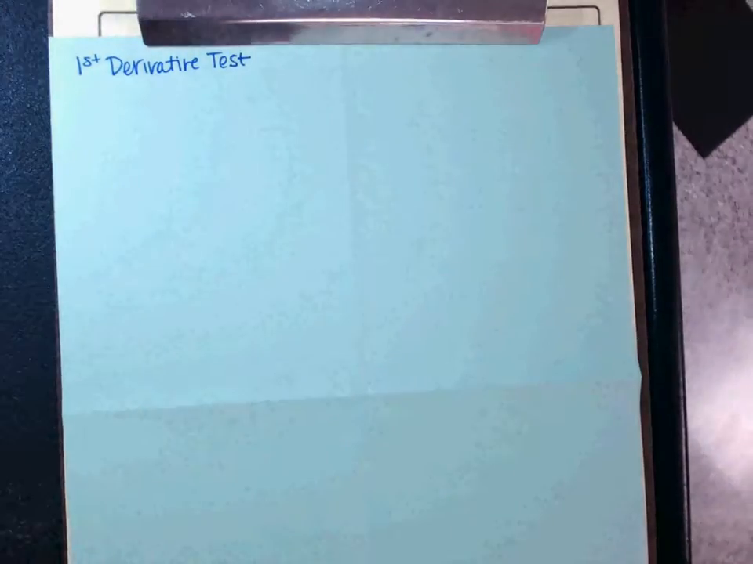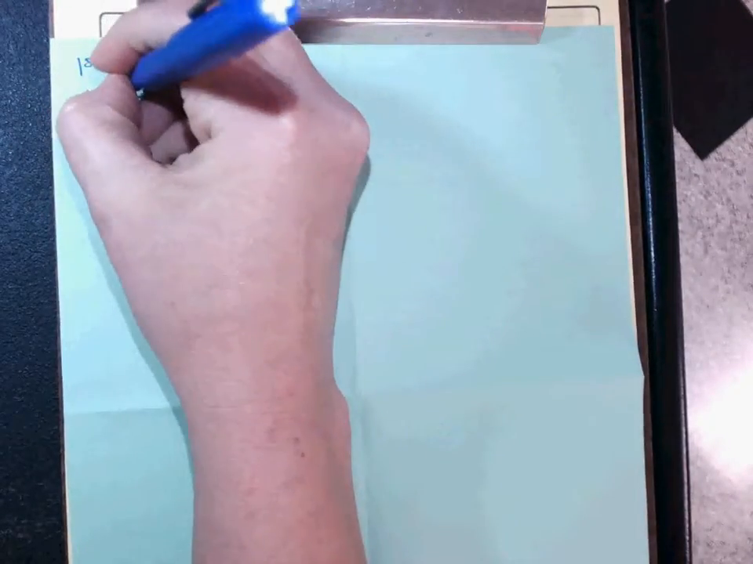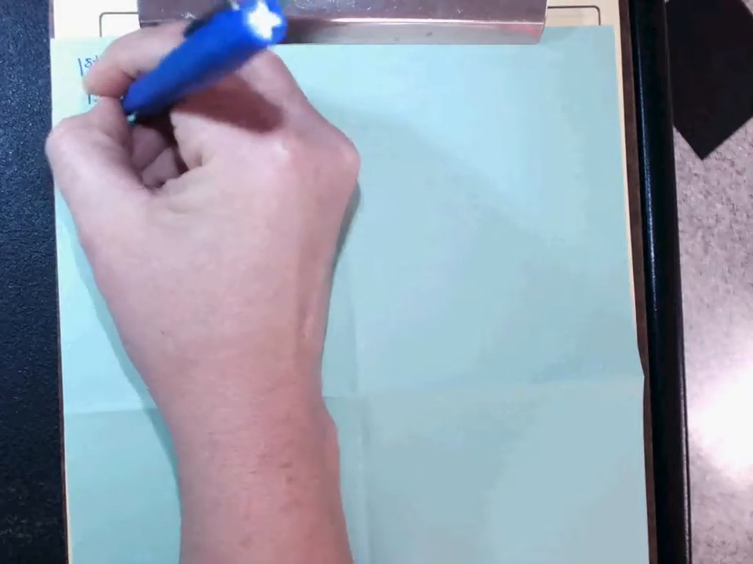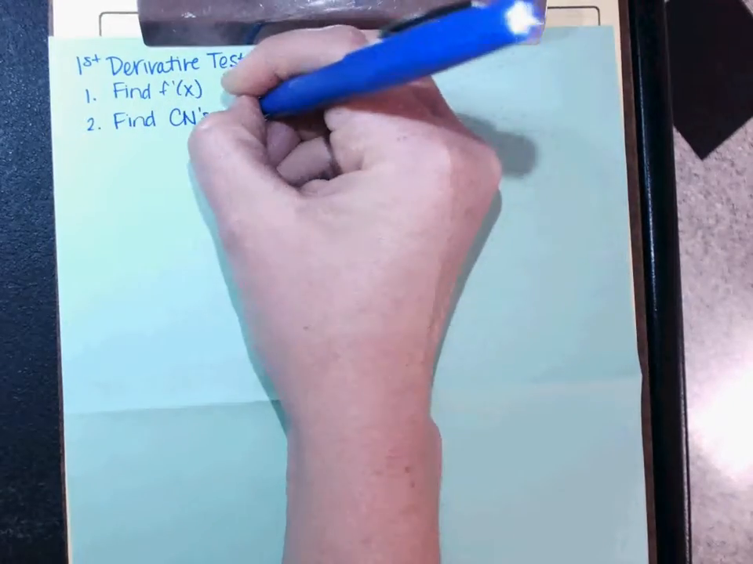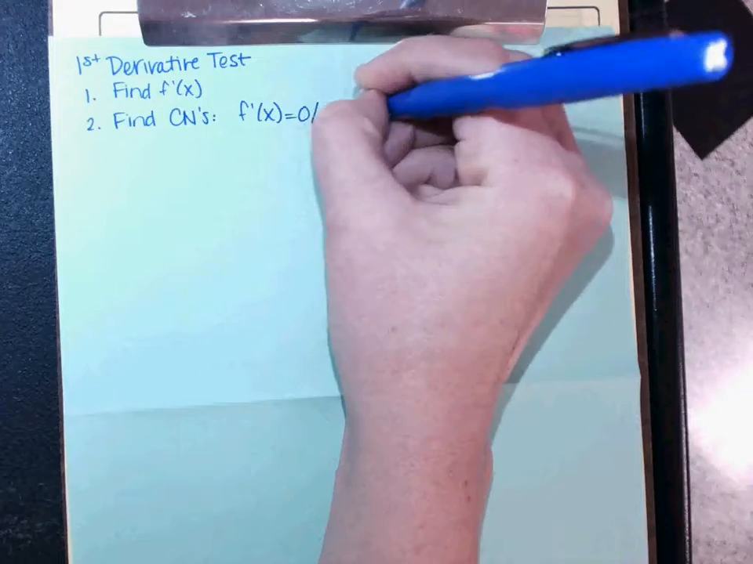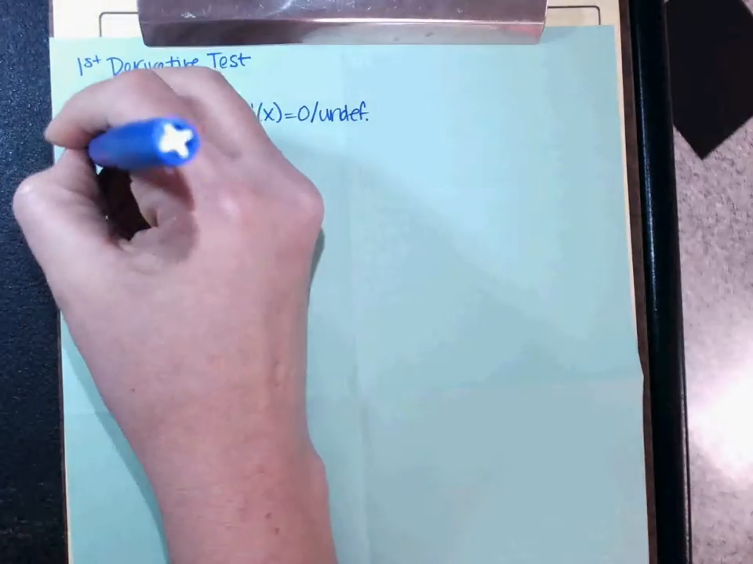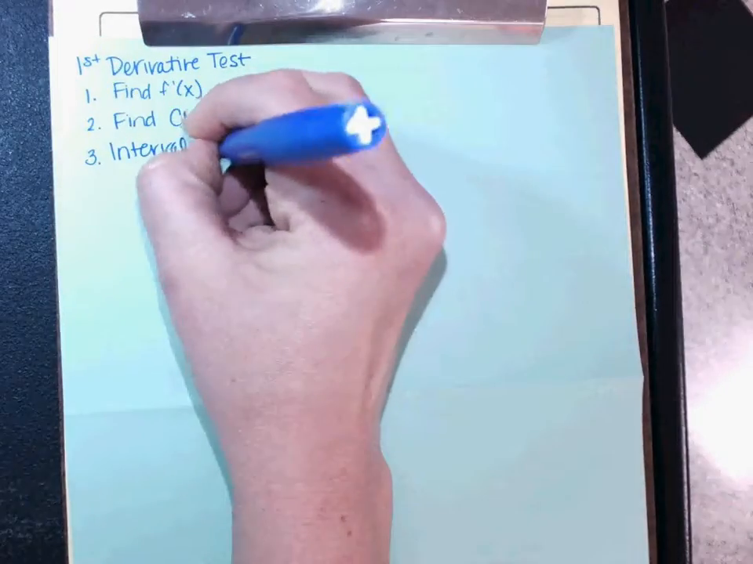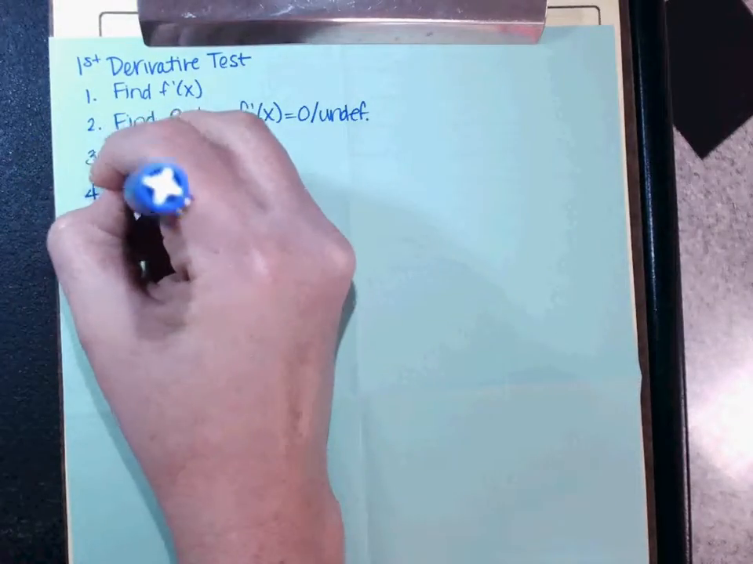Okay, steps for the first derivative test. Remember, the first thing that you need to do is find f prime of x. And then you're going to find your critical numbers by setting the derivative equal to 0 or undefined and solving. Okay, those are going to be your critical numbers. Then you're going to do your interval test. Okay, and then from there you can identify your relative extrema.